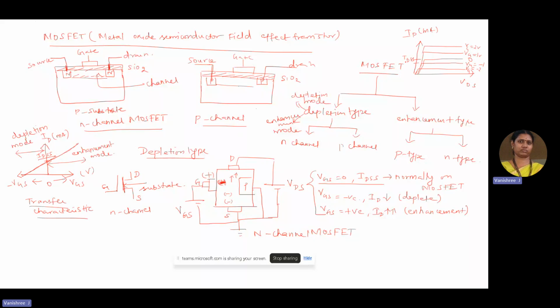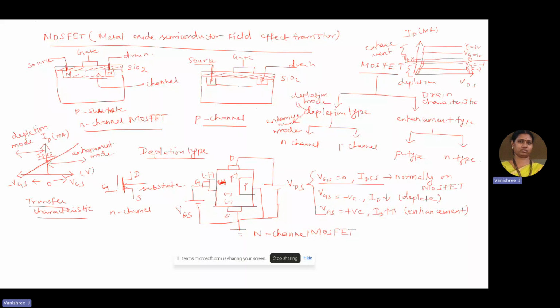So it is this which gives the enhancement mode of operation, and this is the depletion mode of operation. So drain characteristics is the characteristic which is taken between drain source voltage and the drain current. So drain source voltage is taken along the x-axis and the drain current is taken along the y-axis, and it is drawn for various constant values of gate source voltage.